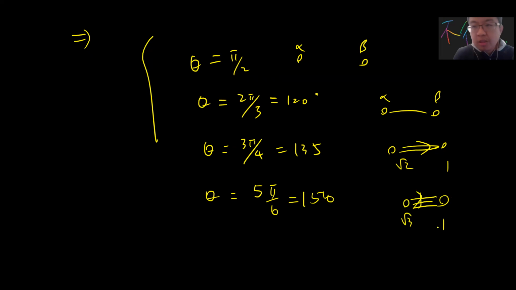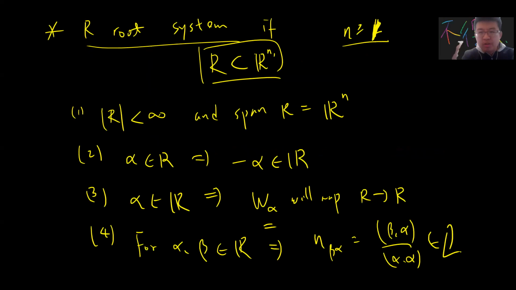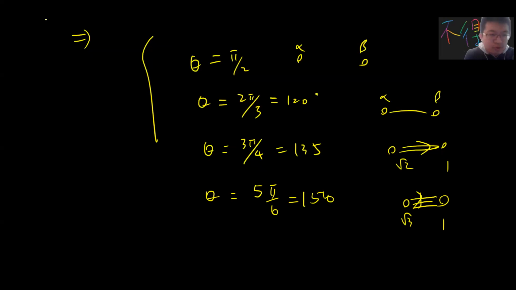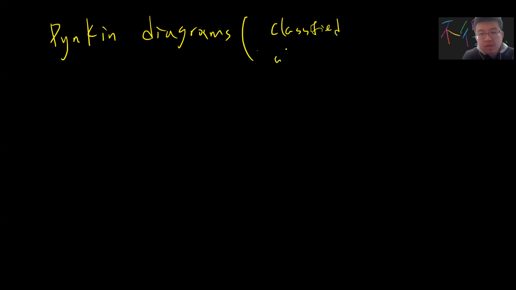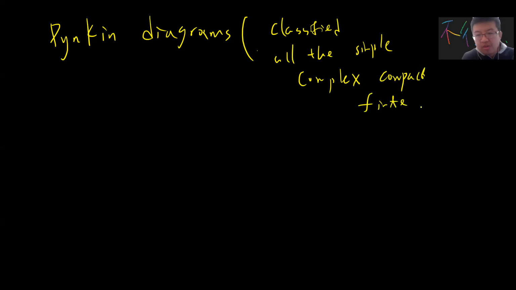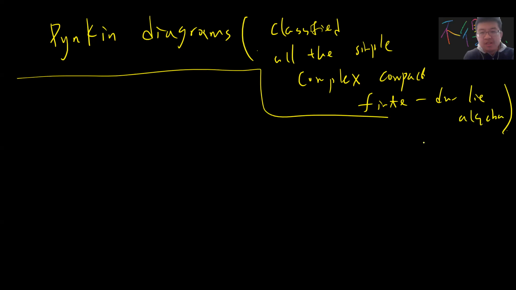Okay, and if you assume that this root system is so-called irreducible, then you will get the following so-called Dynkin diagram. And if my understanding is correct, this classifies all simple, complex, compact, finite dimensional Lie algebras. So this is a very beautiful result. Basically, the Dynkin diagram contains an A_n class, which is just this.